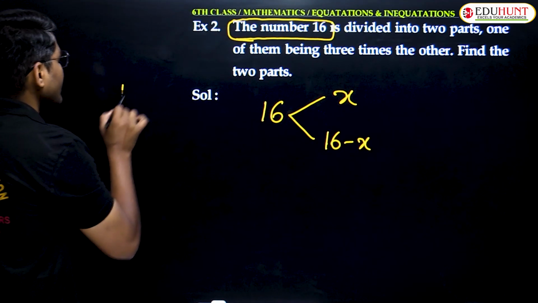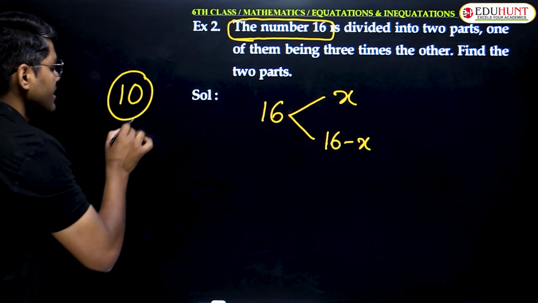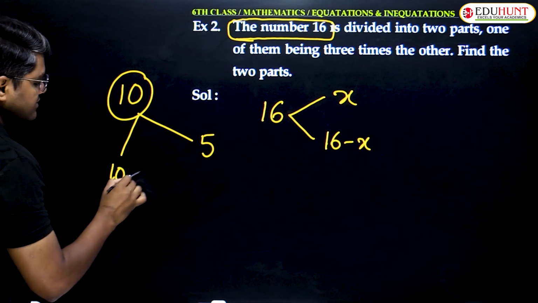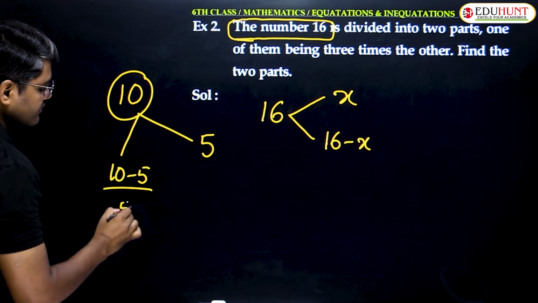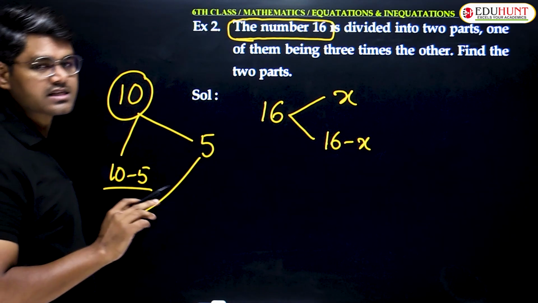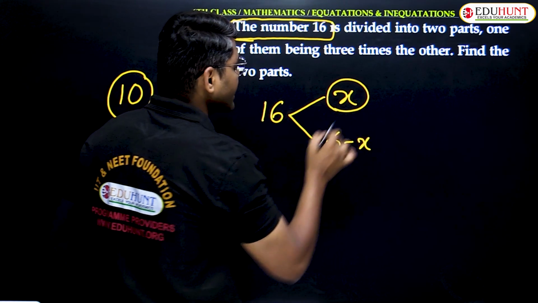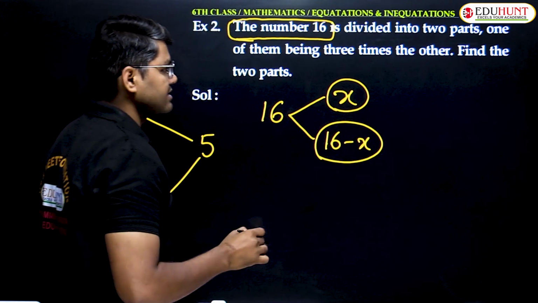For example, I am having 10 rupees. My friend took 5 rupees. How much left? 10 minus 5. So, 10 minus 5 is 5. This 5 plus 5 is 10. That's it. In this manner only we have to think. If one number is x, the another number will be 16 minus x.